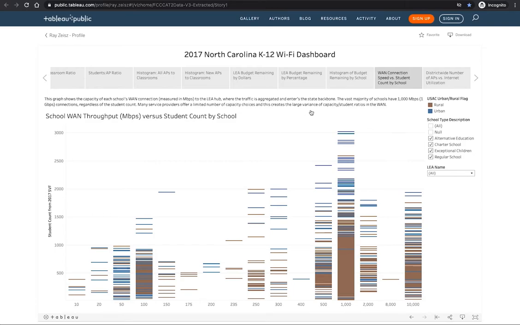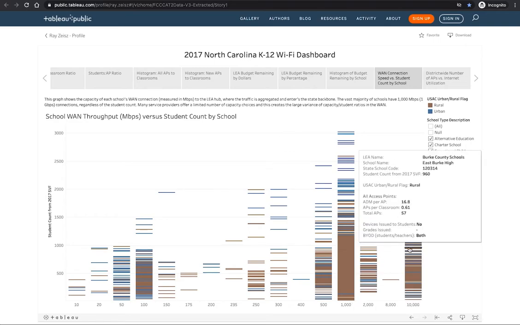This is not anything to do with Wi-Fi. It is to do with the connection from the school building to the center point of the district. So the internet for each district comes to a single point, usually at the high school in a small district, or at the district headquarters in a larger district, or sometimes just some random other building that happens to be cost effective to use as the center point for the district.